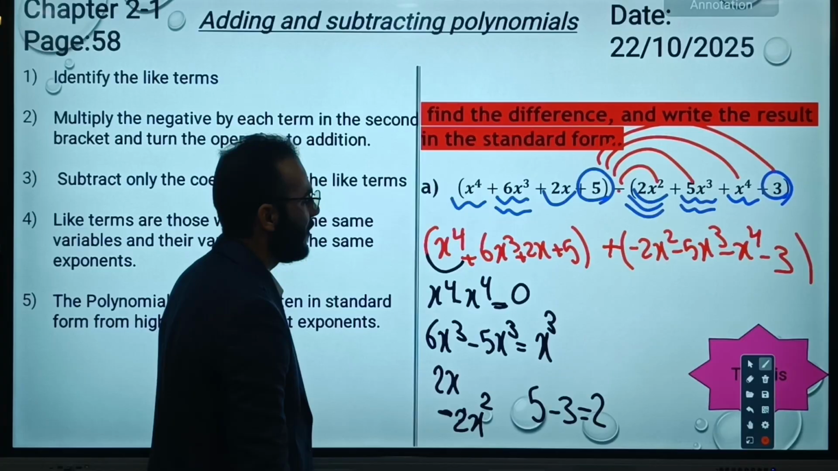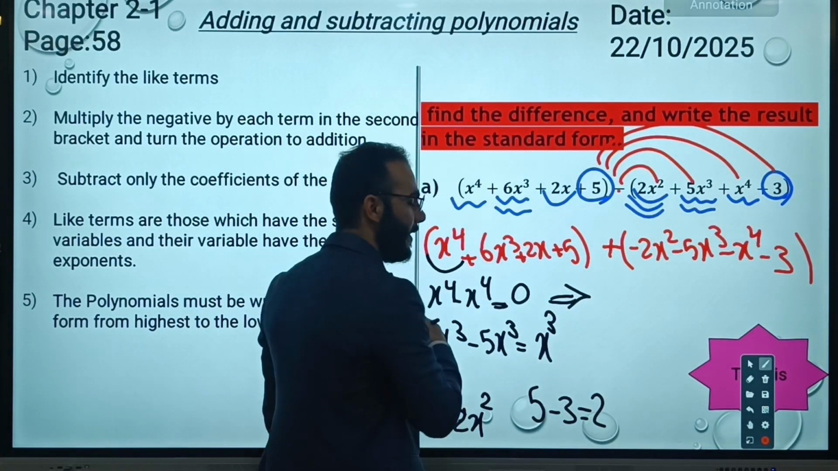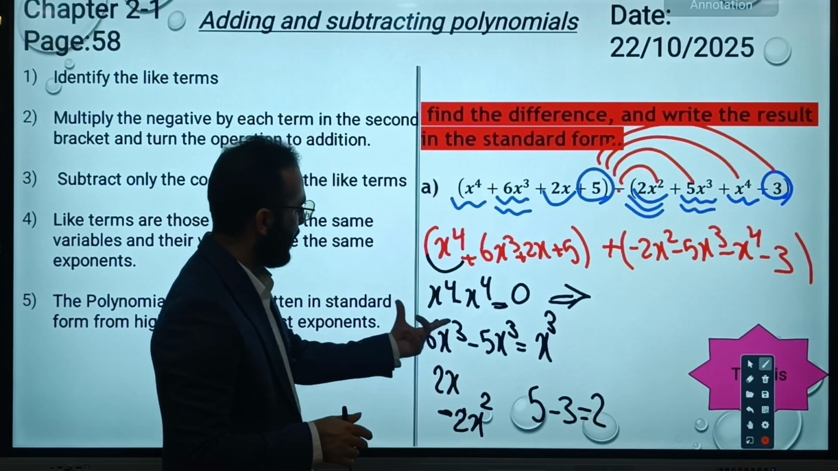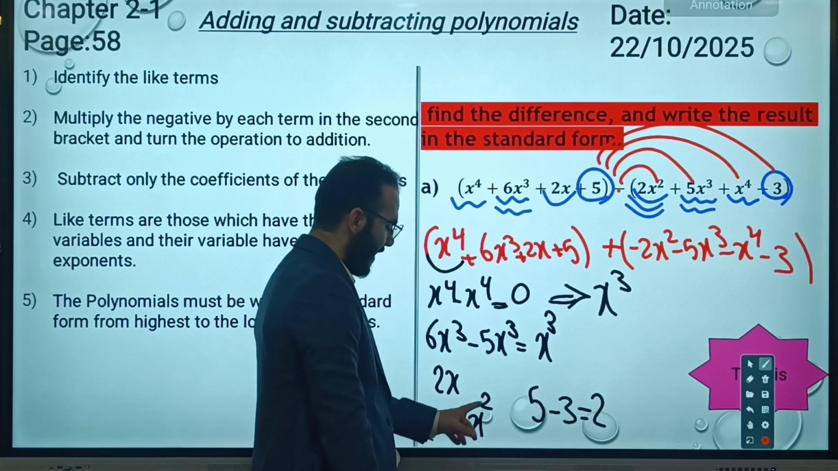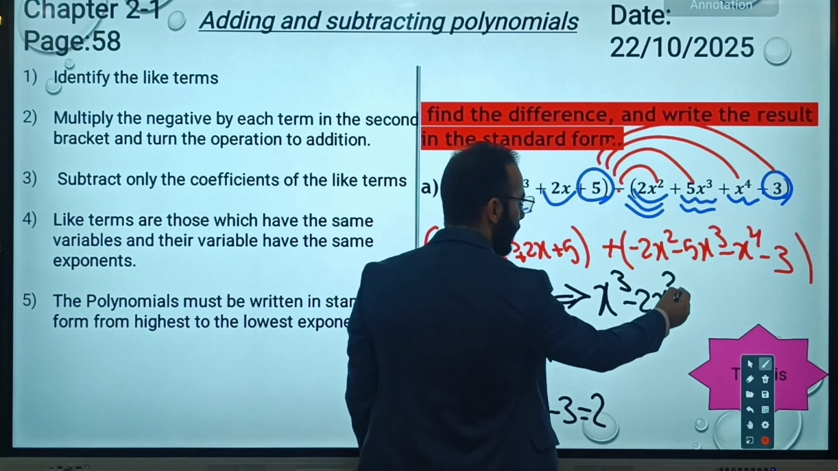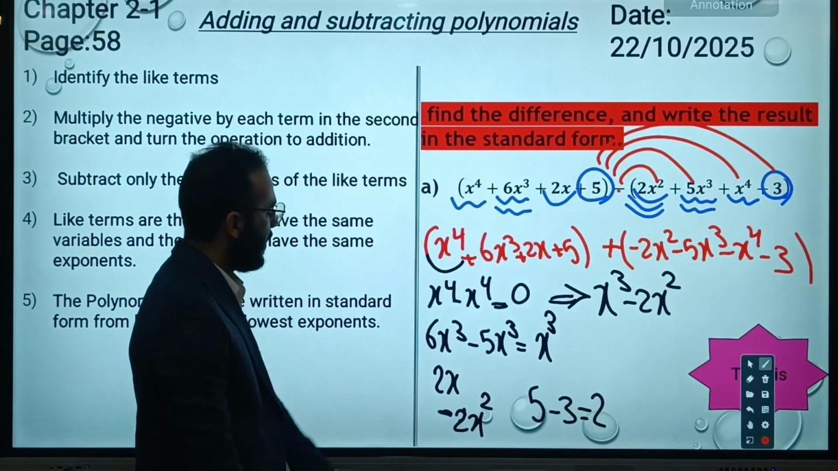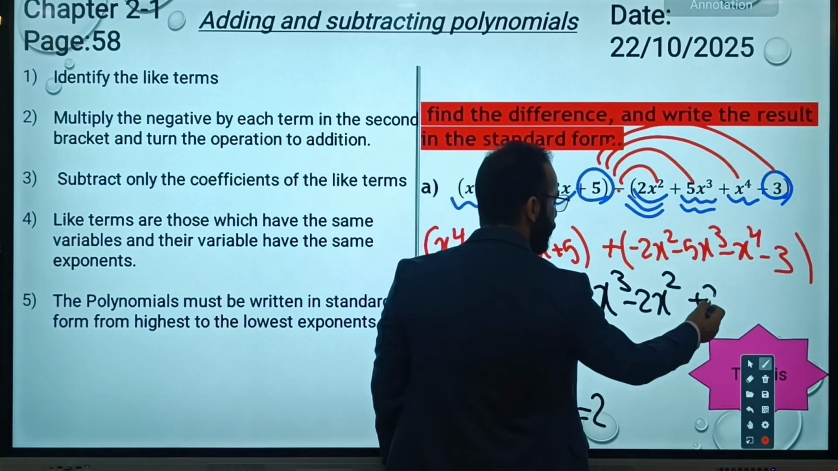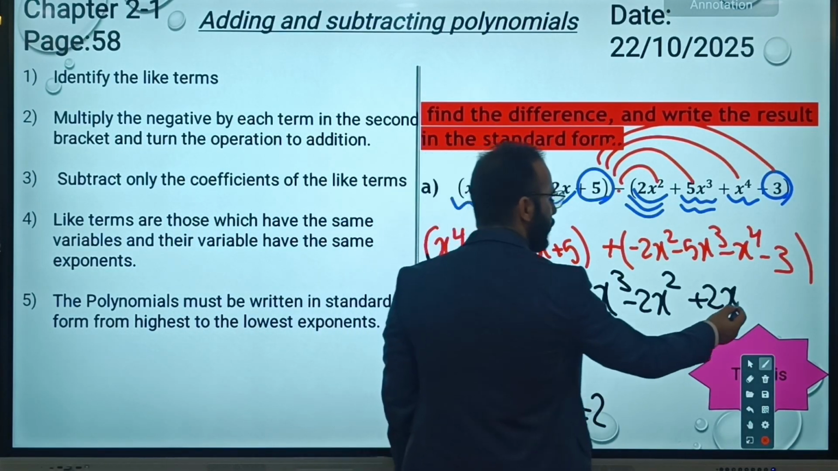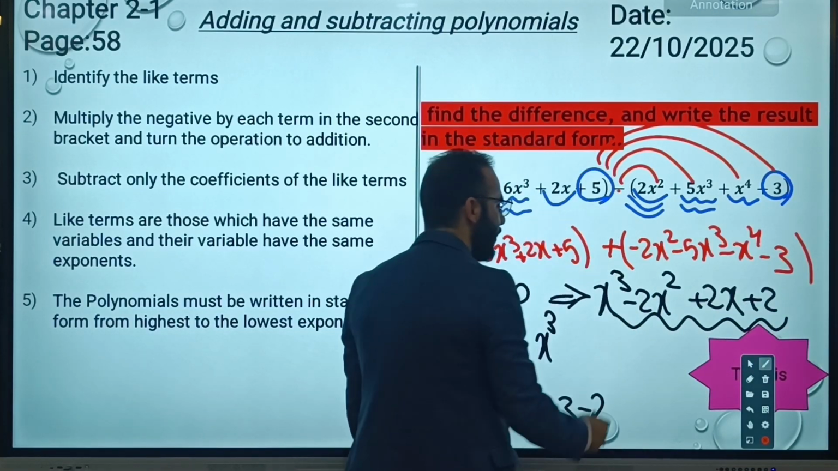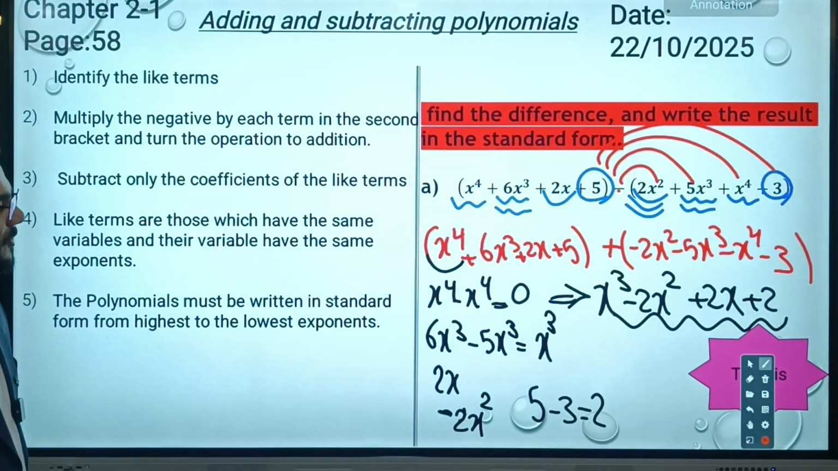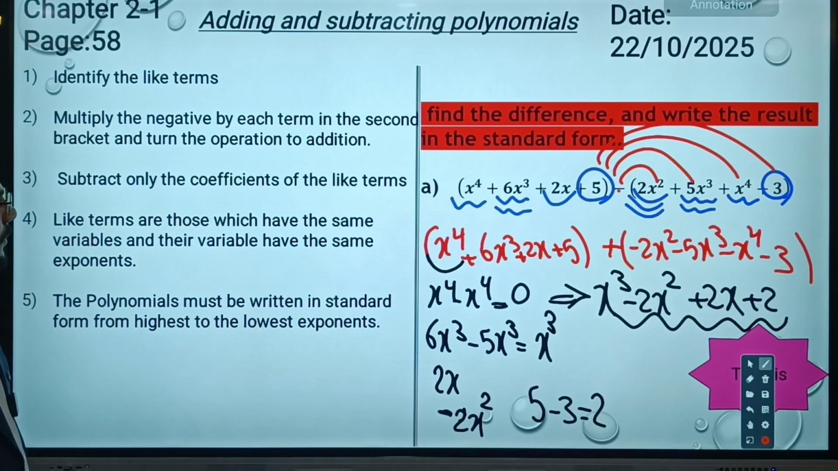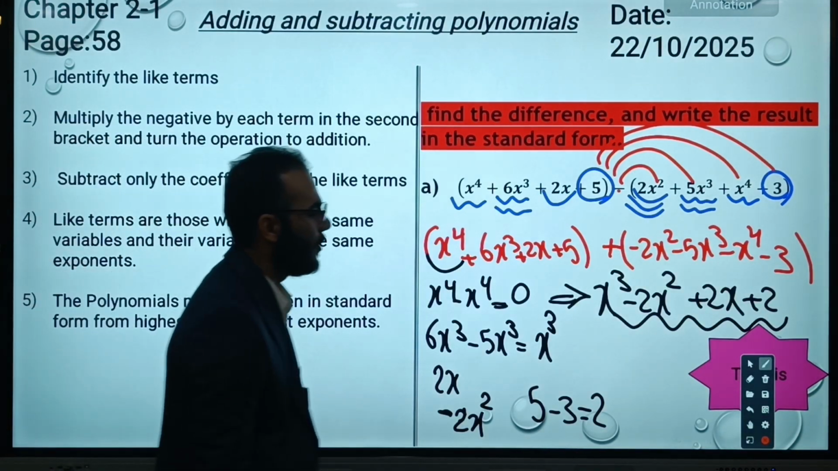Perfect. So right now let's write the result in standard form. Do we have any x4? Nothing left in terms of x4, so 0. How about x3? Yes, we have 1x3. And then we have negative 2x squared. There was no friend for x squared to be added or subtracted. Then we have plus 2x, and then finally plus 2. That is the result of this subtraction in standard form. And I hope that it is clear. If it is not, just repeat the video and try to listen carefully in order to understand.